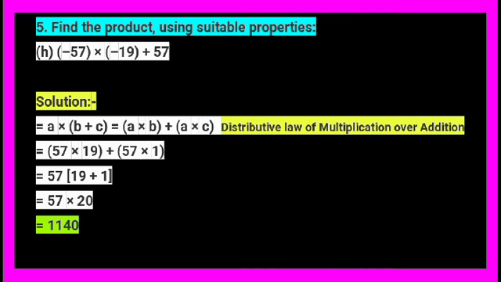After taking 57 common, what is left behind from this multiplication? It is 19 and here it is 1. So we will write it in the brackets, right? And then after 19 plus 1, we know that as per BODMAS, first we need to solve brackets. So 19 plus 1 is equal to 20, and 57 multiplied by 20 is equal to 1140.